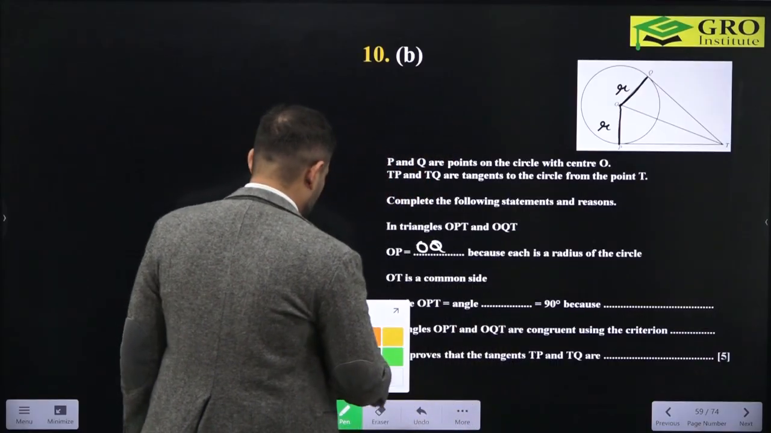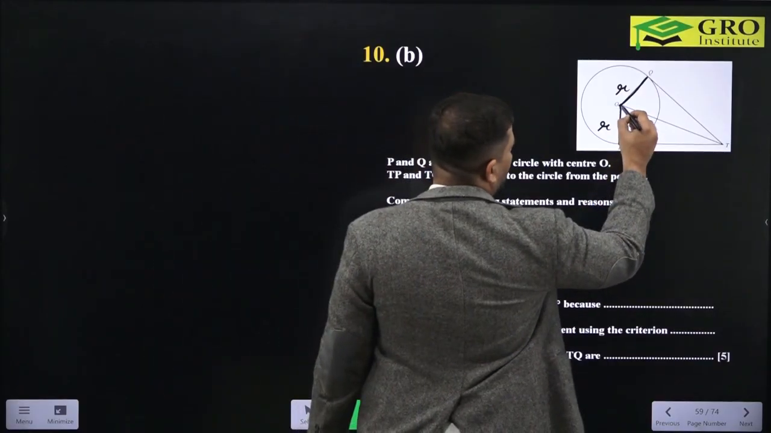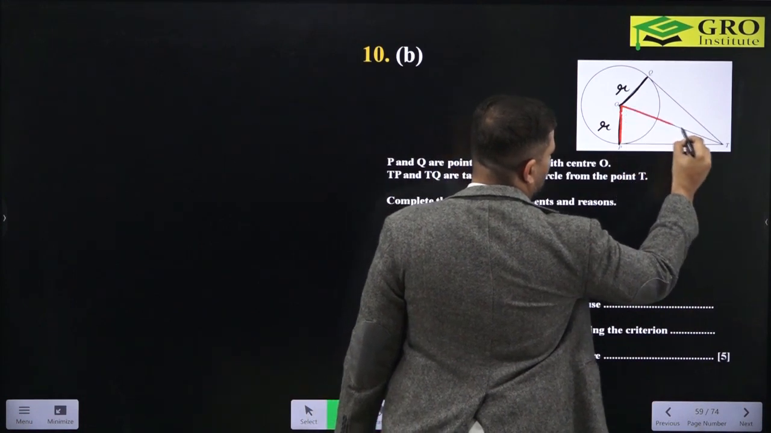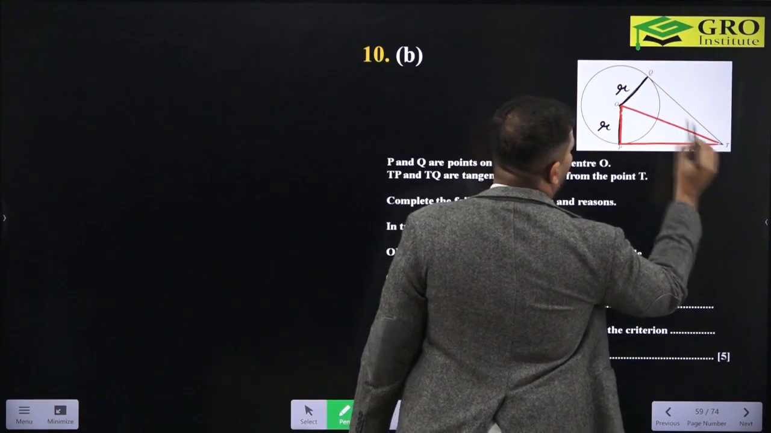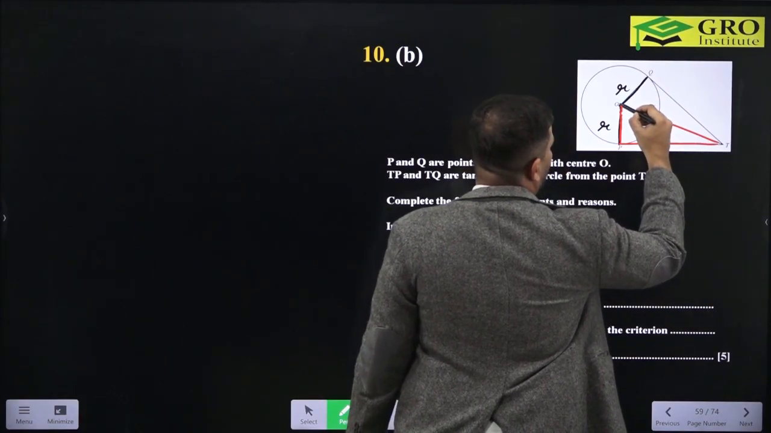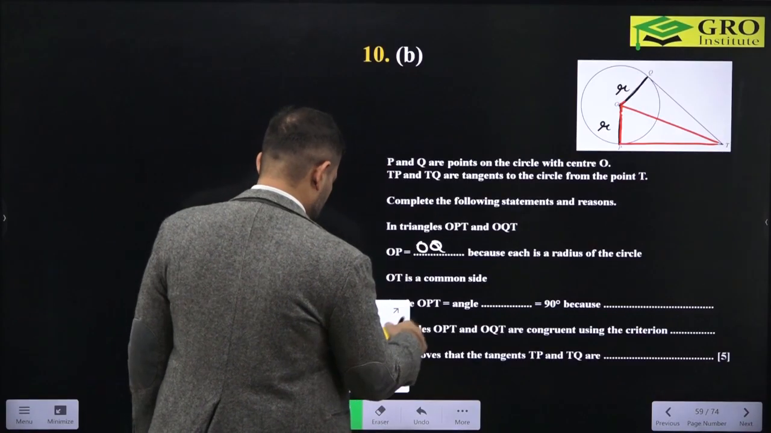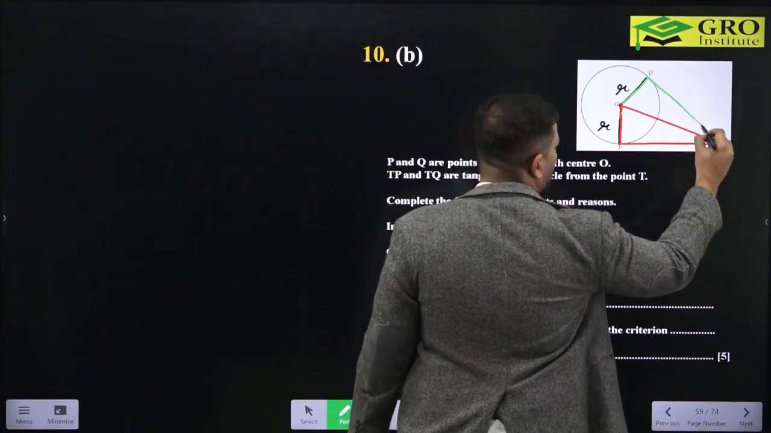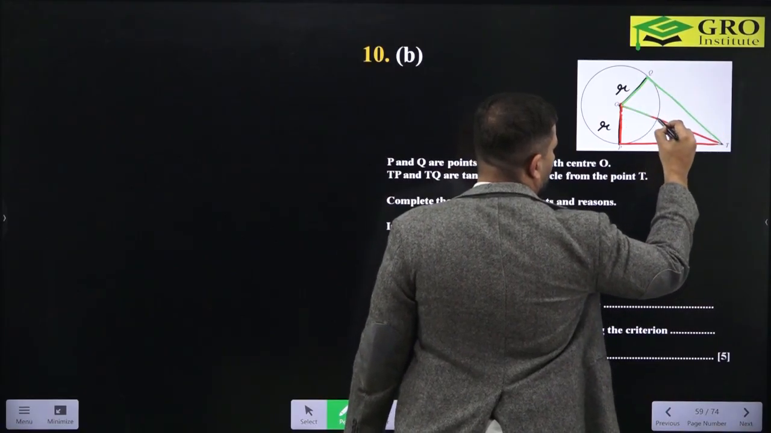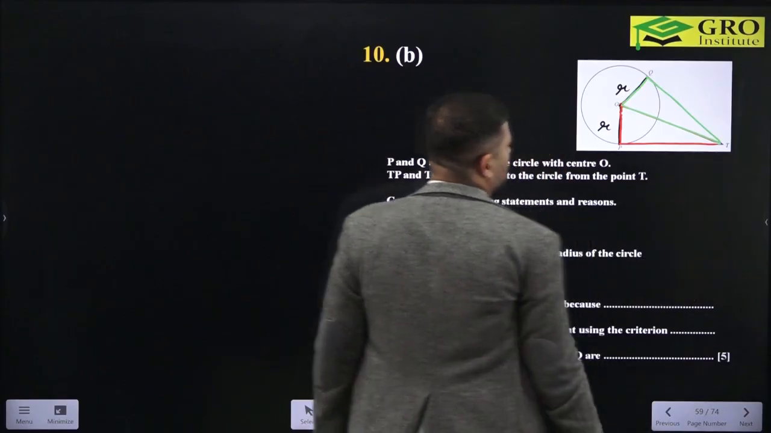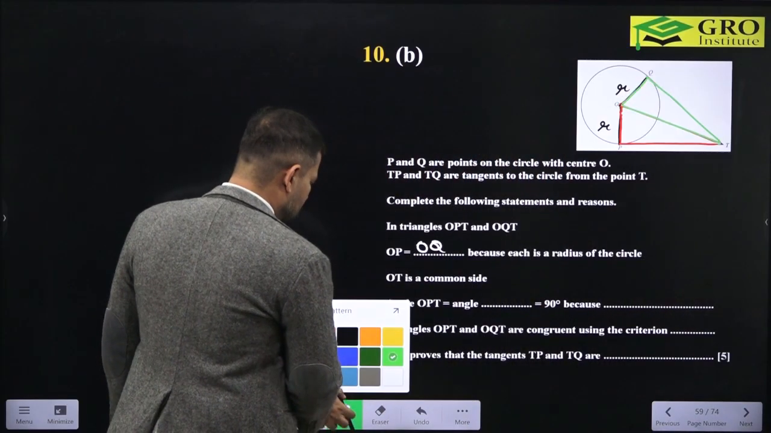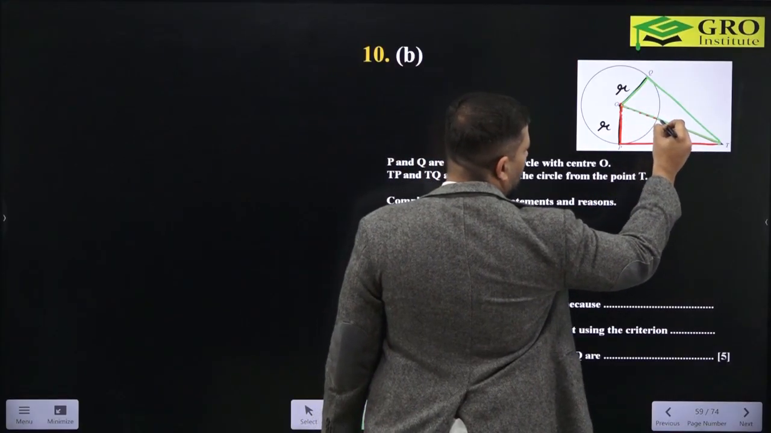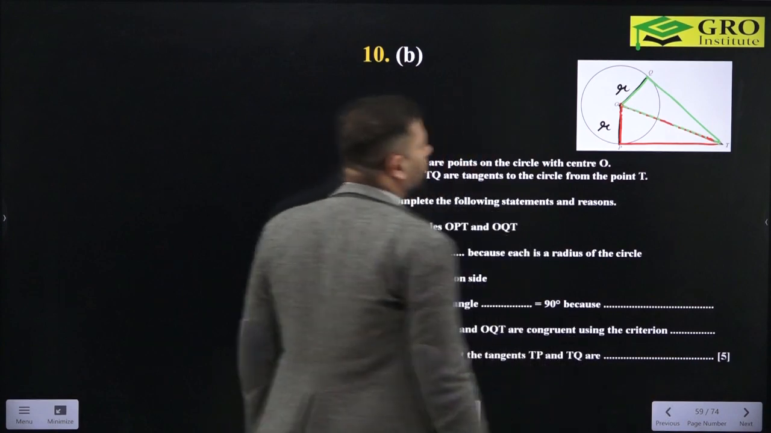Let me just mark it with red for your reference. We are talking about the triangle OPT and triangle, I'll mark it with green, the other triangle is OQT. So definitely we see that OT is the common side, isn't it? OT is the common side for both the triangles.